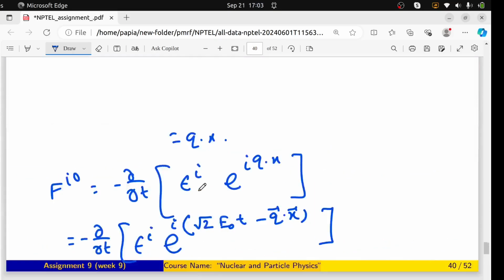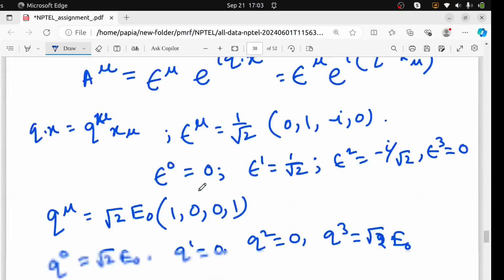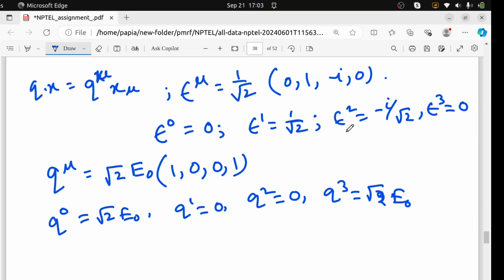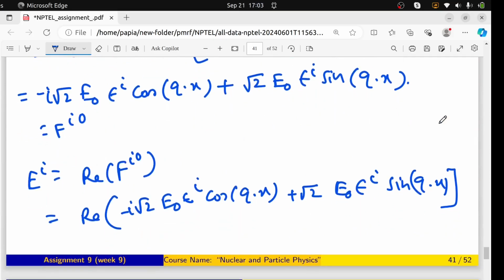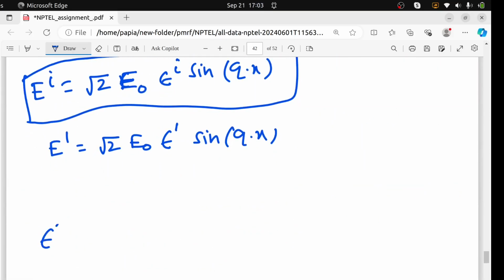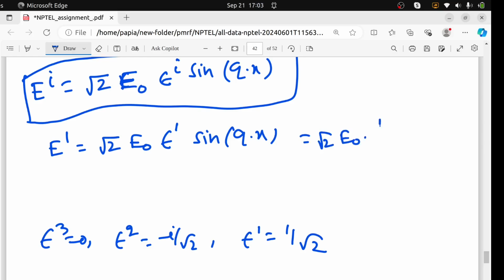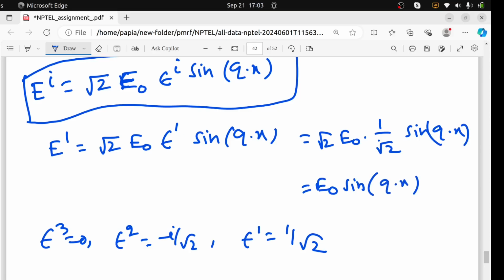So now what is epsilon 1? Epsilon 1 is given here as 1 by root 2. Epsilon 2 is minus I by root 2. Epsilon 3 is 0. Okay, so epsilon 3 is totally 0. So epsilon 2 is minus I by root 2, epsilon 1 is 1 by root 2. So E1 is root 2 E0 into 1 by root 2 sin q dot x. So it is E0 sin q dot x.